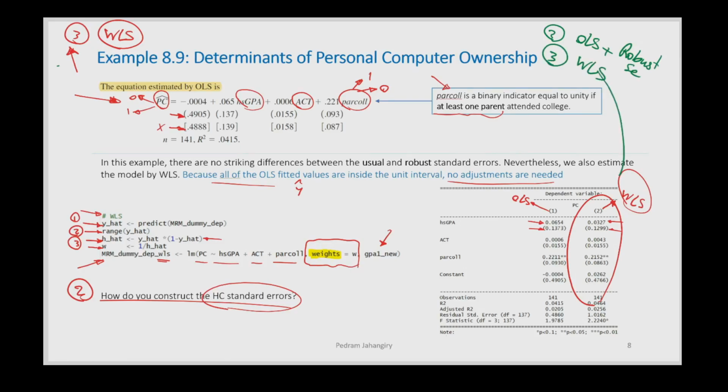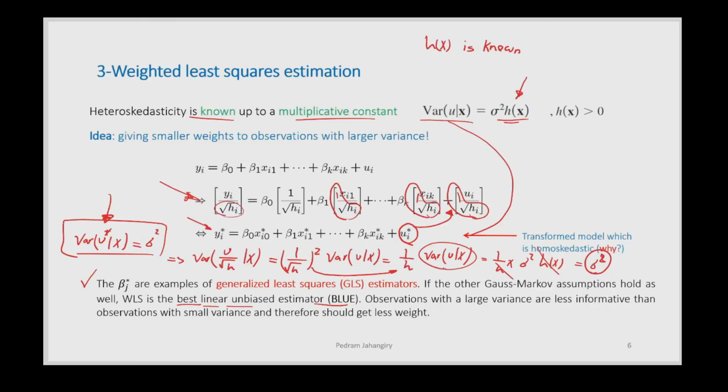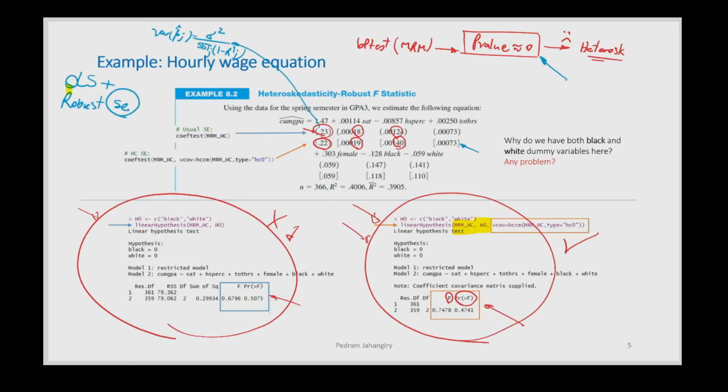This is what we did here. And I'm going to give you a question at home, give it a try: how can we construct the robust standard errors, OLS plus robust standard errors? It's not complicated, we did it here. It's going to be exactly the same. Just give it a try.